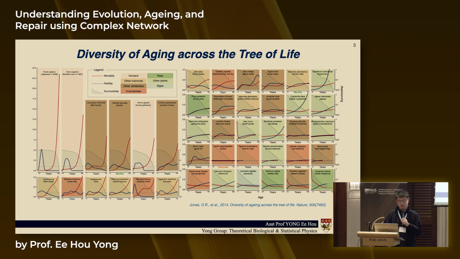There's this tree of life, where a Nature paper talks about the different mortality, fertility, survivorship. We've seen a lot in this conference as well, particularly the use of survivorship. It follows this shape. Later on, I'll describe a paper that talks about this kind of thing.